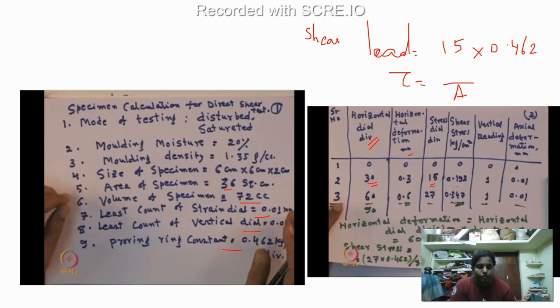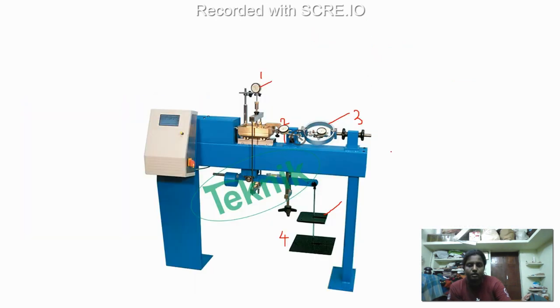So for one applied normal stress, for example, around 50 kPa, you are applying a normal stress of 50 kPa and you are getting a maximum shear stress of around 10 kPa or something. So this is for one. You have to conduct three trials, then only you will be able to get your plot.